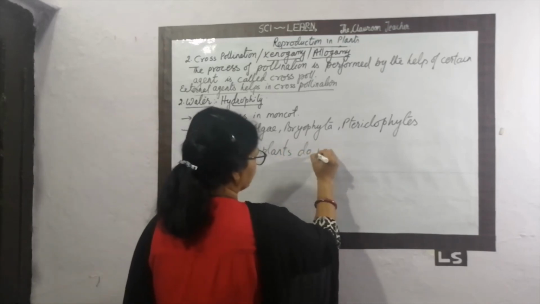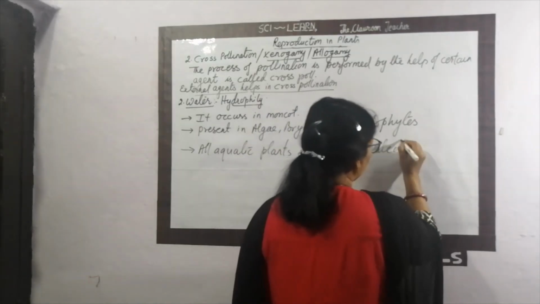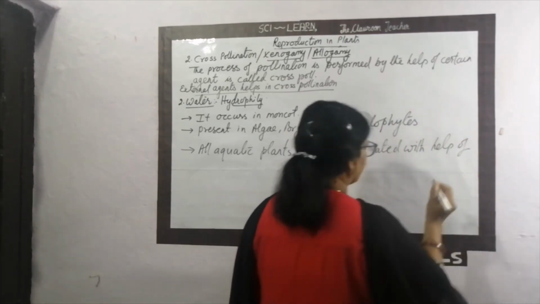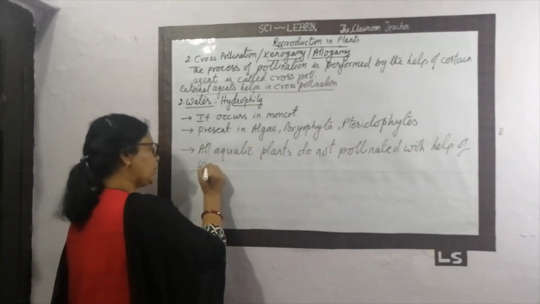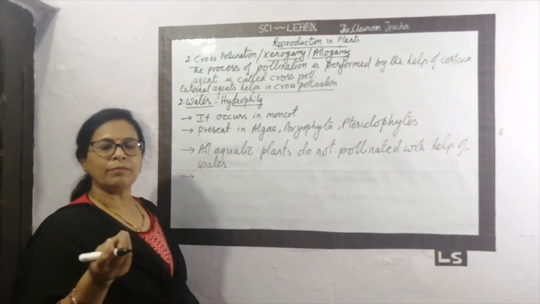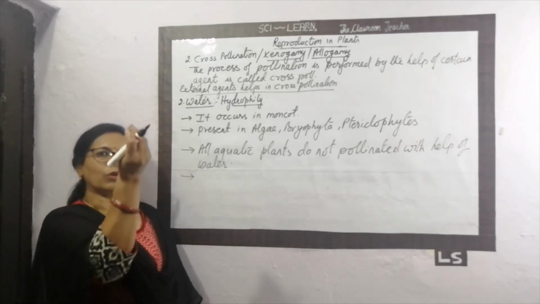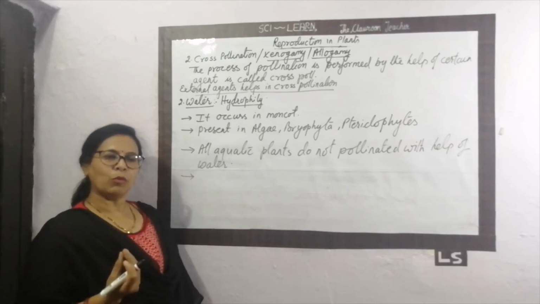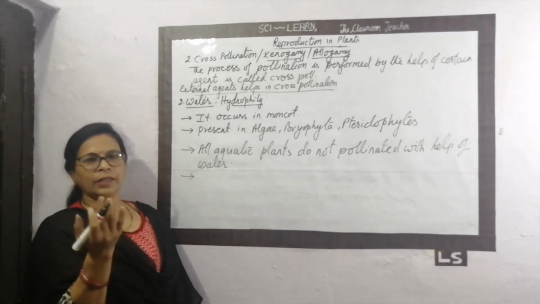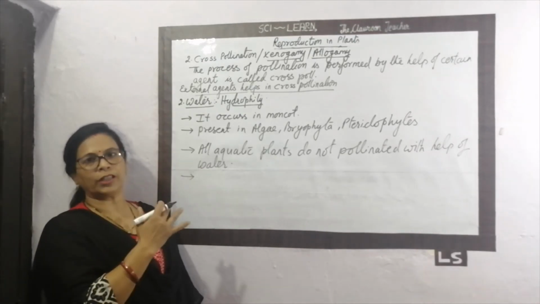All aquatic plants are not pollinated with the help of external agents, that is water. What is the external agent here? Water. But all the aquatic plants are not based on this type of pollination. Why? Some aquatic plants bear flowers which come over the water surface. If the flower comes over the water surface, then what happens? This agent is not needed for the pollination of that flower.